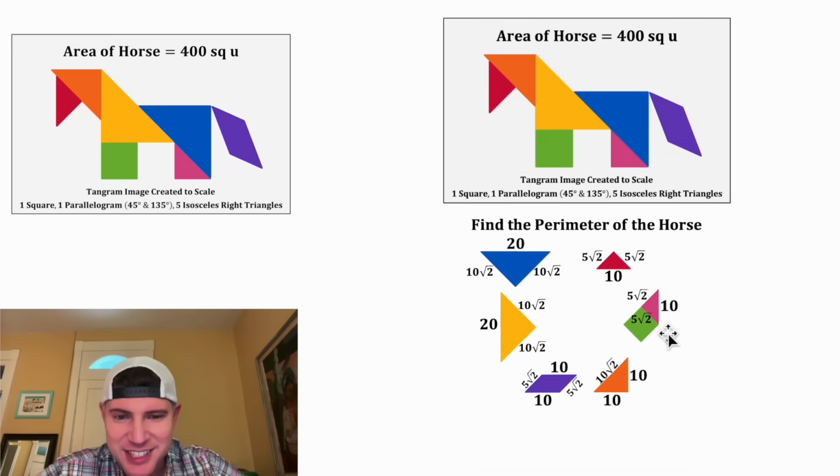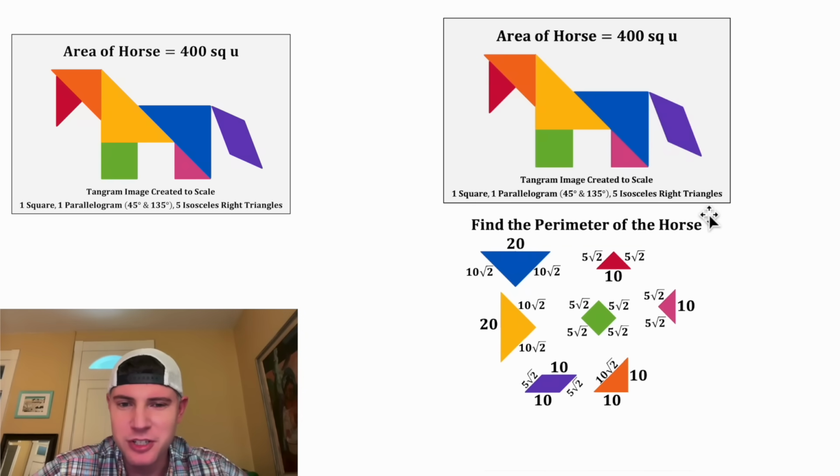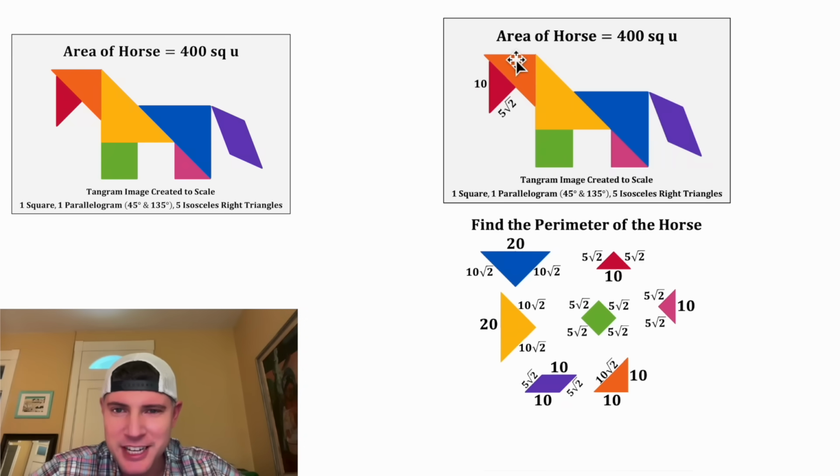And since this side is shared with the square, all the sides of the square will be 5 root 2. Now we can find the perimeter of our horse. First, let's look at the red triangle. The hypotenuse is equal to 10, and the leg is equal to 5 root 2. Next, we can look at the orange triangle down here.